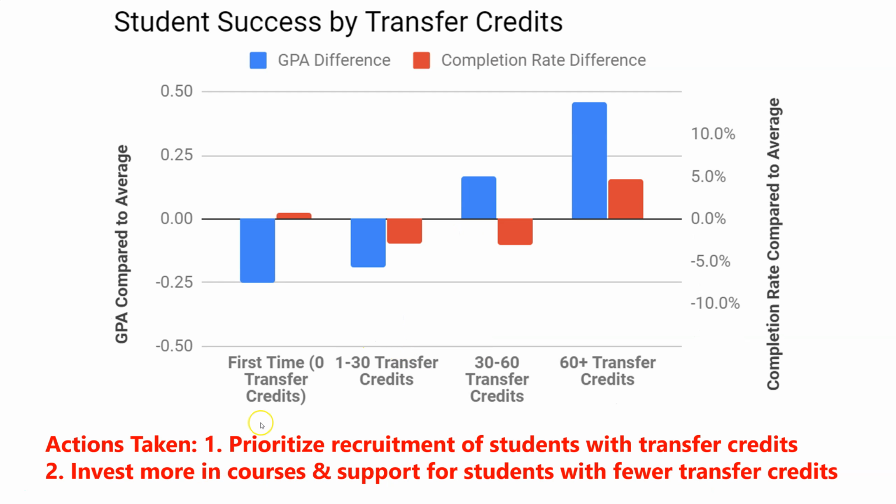So then student success by transfer credits, we found that there's a much higher success if people transfer in with credit. So we've been doing things. One is we're trying to recruit more students who have transfer credits, but the second is we're investing more in courses and support for students who come in with fewer transfer credits. And I would expect that this is going to change over time as we increase our support.